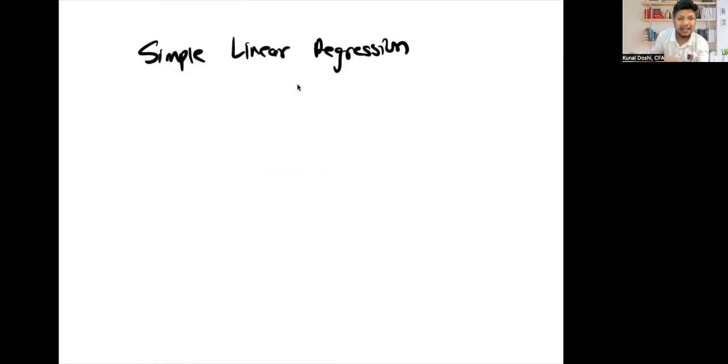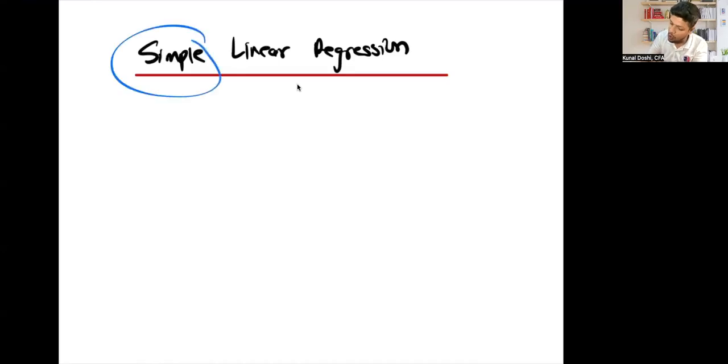So what did we learn till now? We learned the simple linear regression equation. Simple linear means there is only one independent factor. By the way, regression is a line. So when I use the word simple, it means there is only one independent variable.